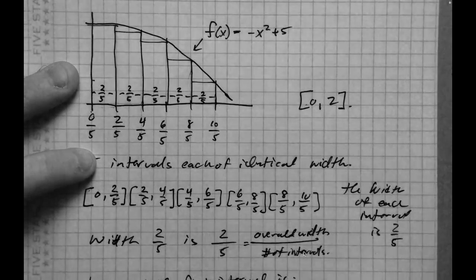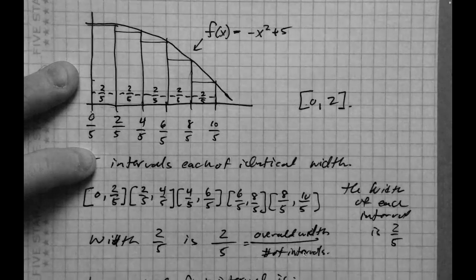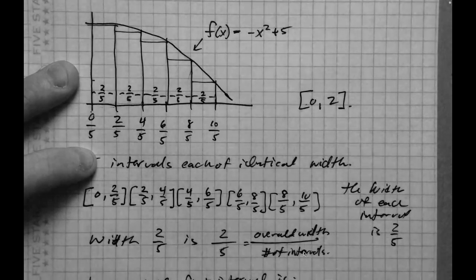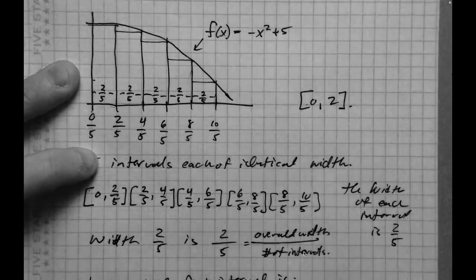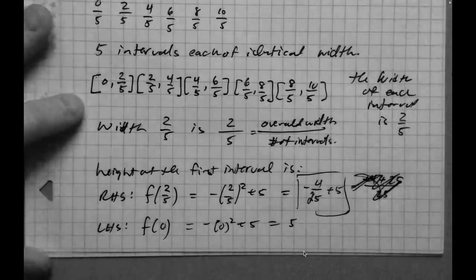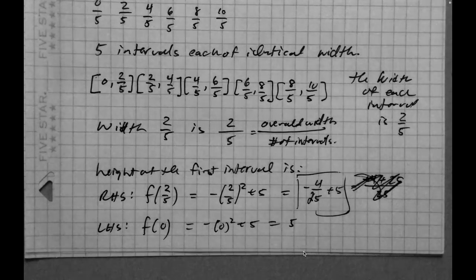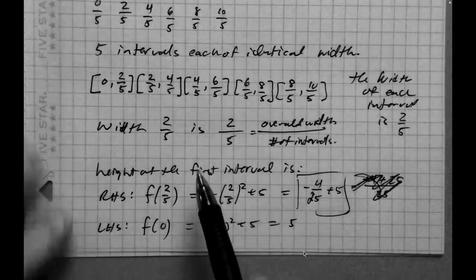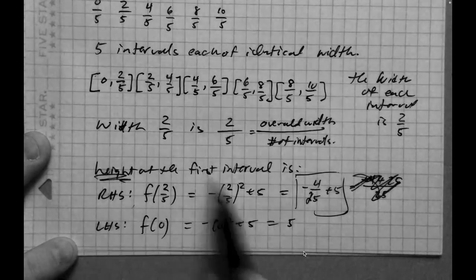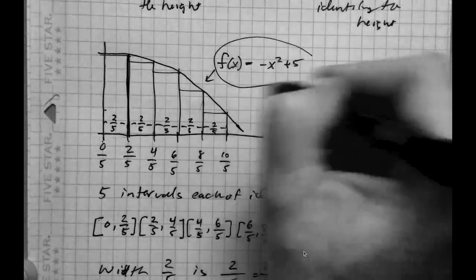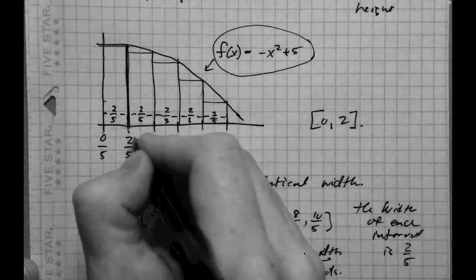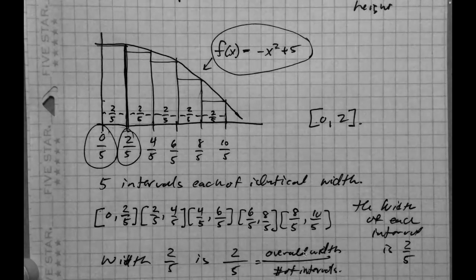So this would be negative 4/25 plus 5. Wait, hold on. No, that's totally wrong. Sorry about that. You can figure that out just by cranking it through a calculator. But the height of the interval is figured out. It can be identified by using the function itself evaluated at either this endpoint or that endpoint.